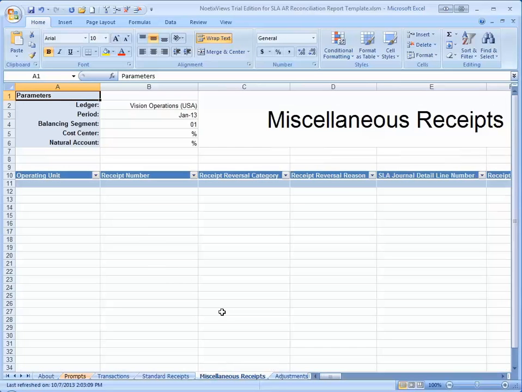The Miscellaneous Receipts tab, as the name suggests, returns miscellaneous receipts. The data comes from the AR Miss Receipt dist view. It also has the distribution account, the distribution amount, and the accounted debit and credit amounts in both the transaction and primary currencies. As you can see in my sample data, no data was returned for these parameter values.